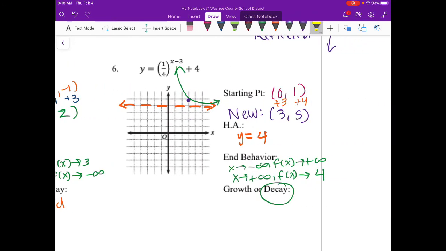Then for number 6, we see a fraction. So that means decay. The h value is +3, k value is 4. So I shifted my point, and now my new point is at 3, 5. Horizontal asymptote is at +4. There is my graph and my end behavior.